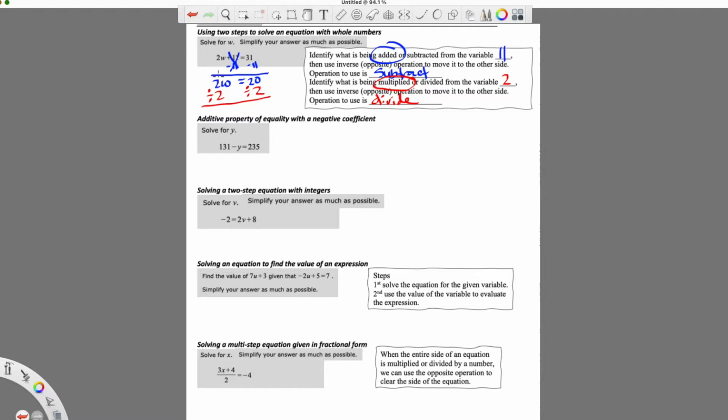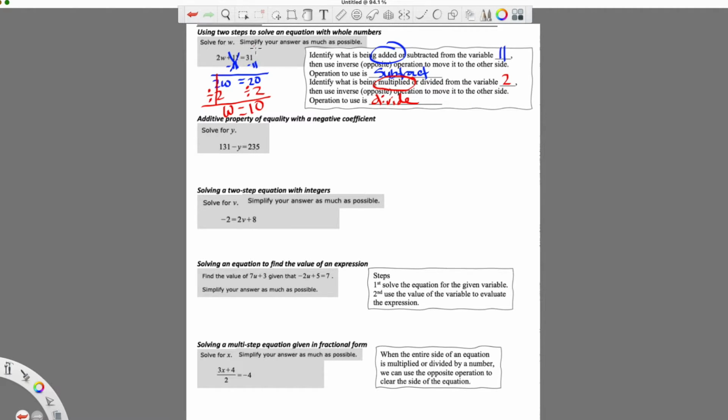So 2 divided by 2, any number divided by itself is 1. But the W is still there. We haven't done anything to that W. Equals 20 divided by 2 is 10. So before all these things happened to W, it was 10. Then we doubled it to make it 20. That's what the times 2 means. And then we added 11 to it to make it 31.